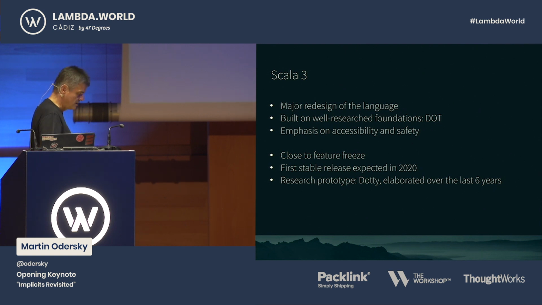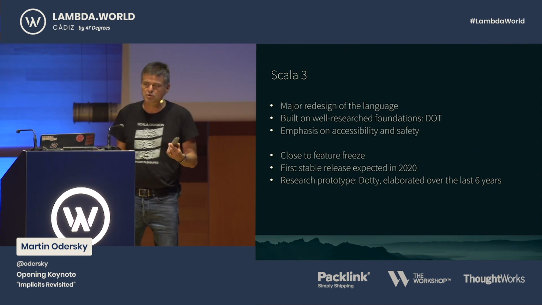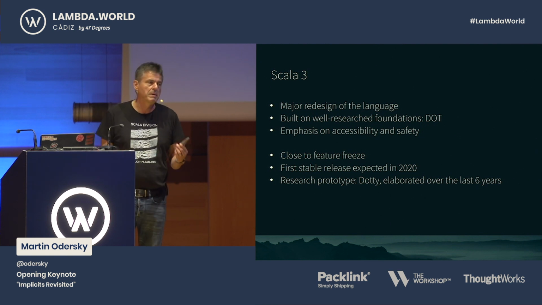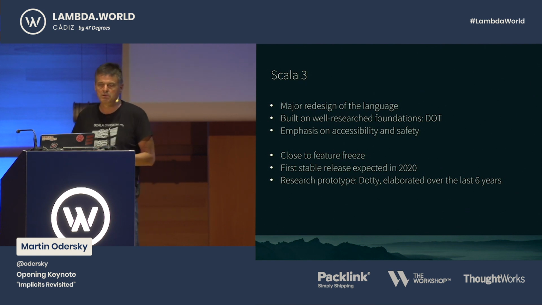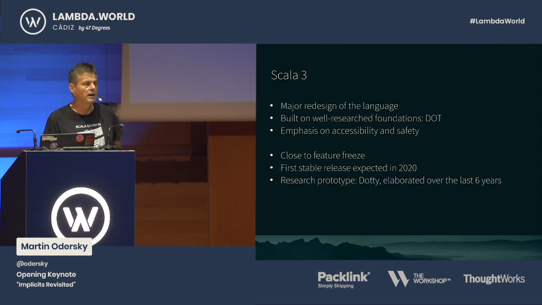So Scala 3 is a new version of the language that is going to come out next year. It's, I think, the biggest redesign since the inception of the language. One of the important things is that it's built on, by now, well-researched foundations, namely the DOT calculus, and it has an emphasis on accessibility and safety. The timeline is we're right now close to feature freeze. We expect the first stable release in 2020.